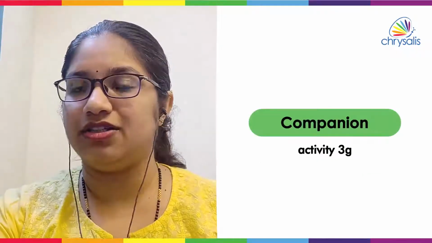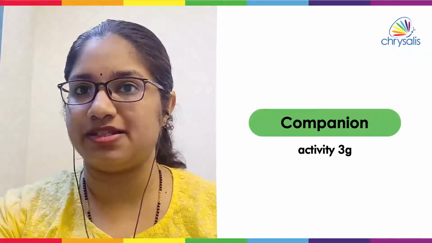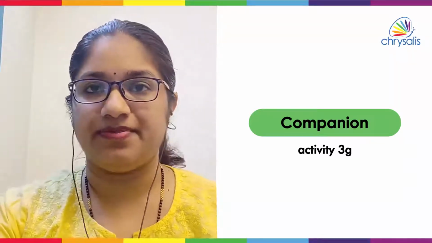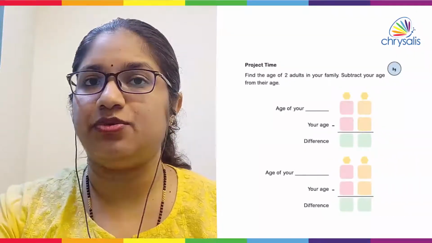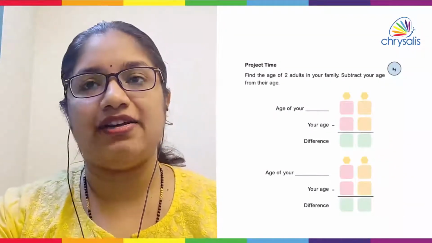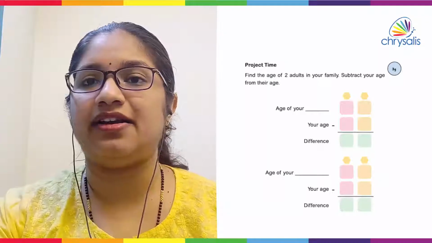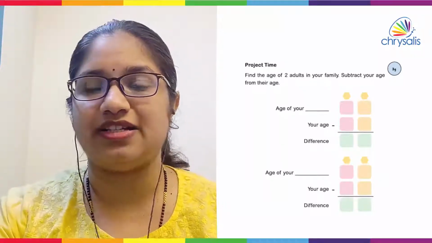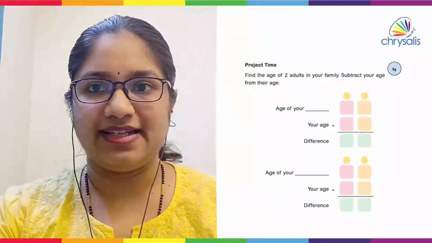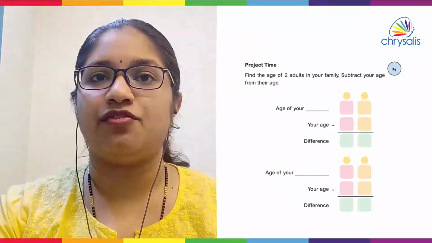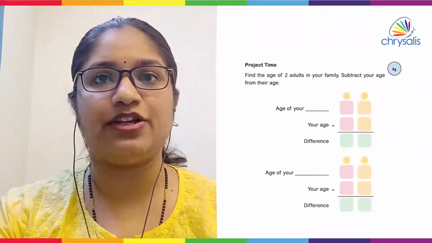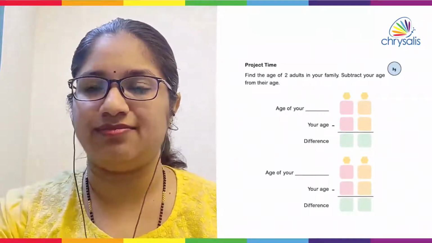Now that we have learned to subtract double-digit numbers, let's do the project time activity 3G. If you have your companion with you, open page number 32 and write today's date, and if not, you can use your notebook and write down today's date and activity number 3G to do this activity. Read the instructions. Find the age of 2 adults in your family. Subtract your age from their age.